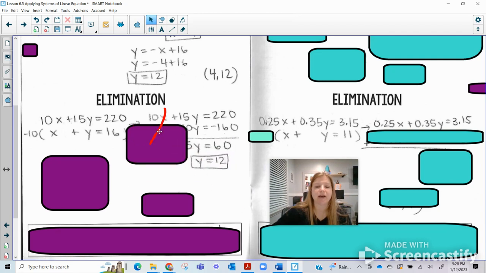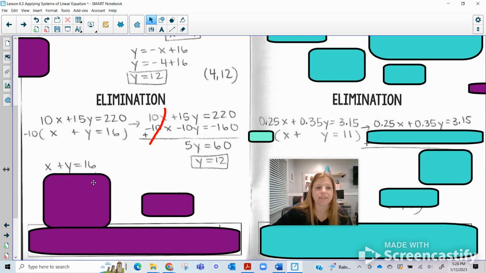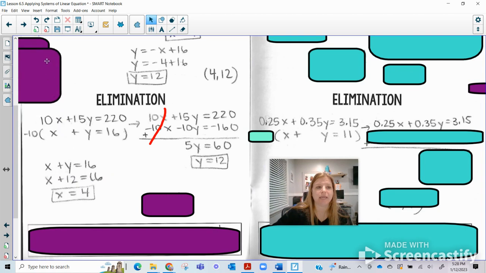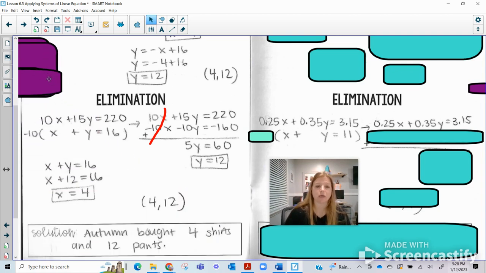Divide both sides by 5, and we end up getting y equals 12. Well, we already knew that. Now I know that y is equal to 12. I need to solve for x. I may as well use that really easy basic equation we had here, x plus y equals 16. I'm going to plug in 12 for y, and I end up getting x equals 4. And so again, my solution is (4, 12). So that would mean that Autumn bought 4 shirts and 12 pants.